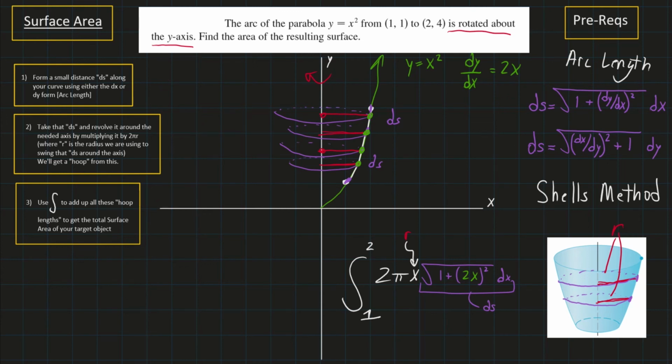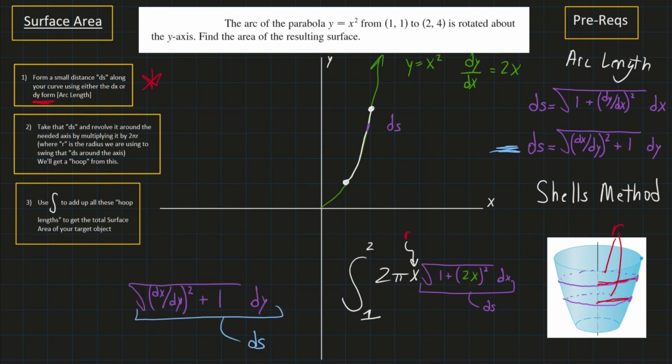Let's do this problem again, basically. But we'll use the dy form of the ds to base our surface area calculation off of. And we'll go through these steps and really just make sure we got them down from another angle. So let's form one of our tiny ds's using this. We're on step 1. And we're using the dy form. So here's our ds right here.